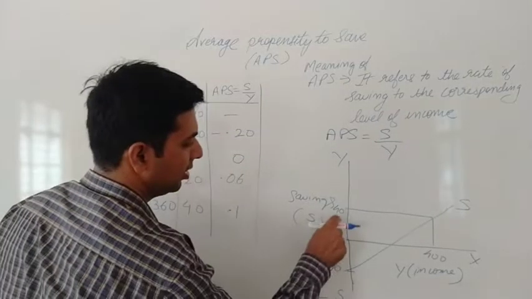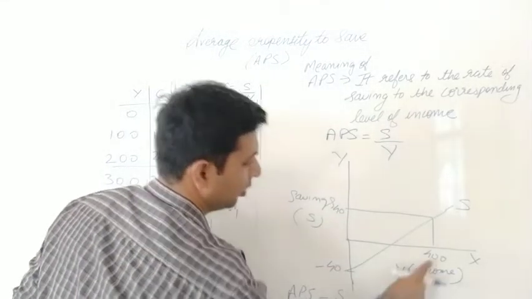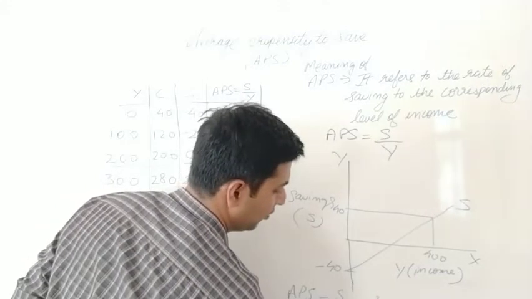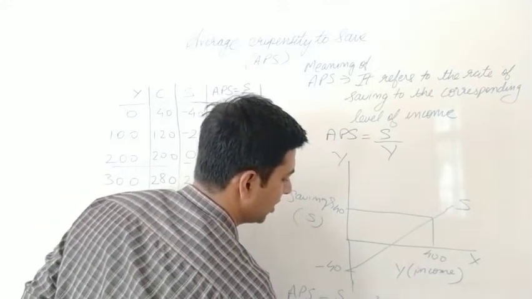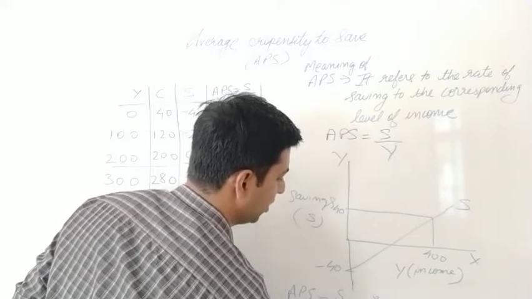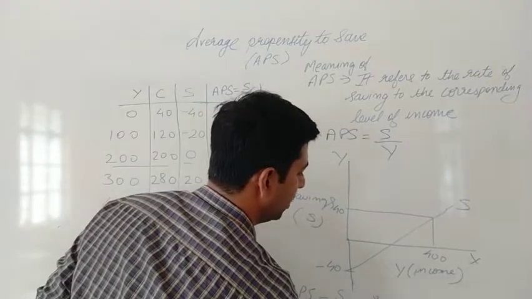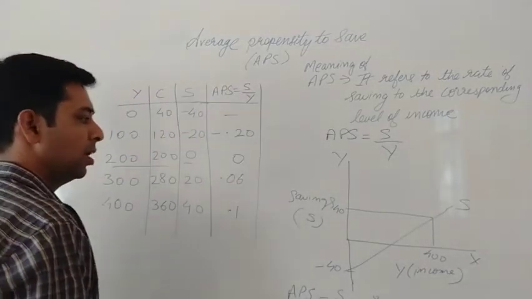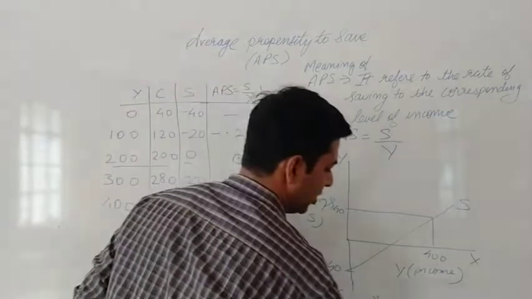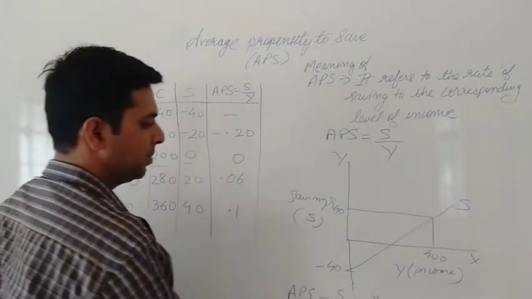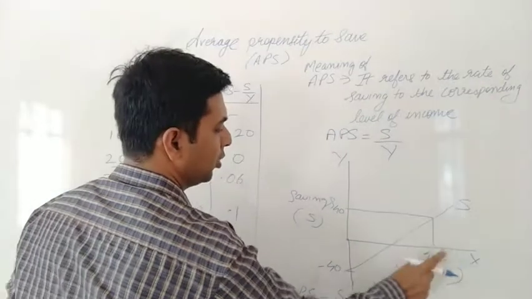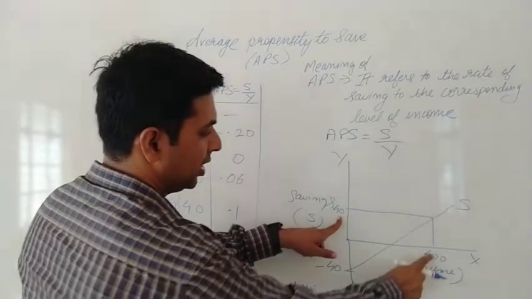So what is S here? 40, write it down. What is your income? 400. If you just cancel out, it is going to be around 0.1, so we can say 0.10 also. Okay, so this is the APS calculated at this point.